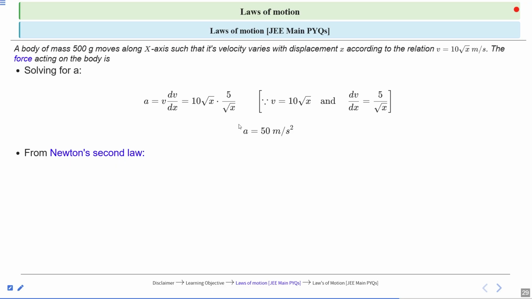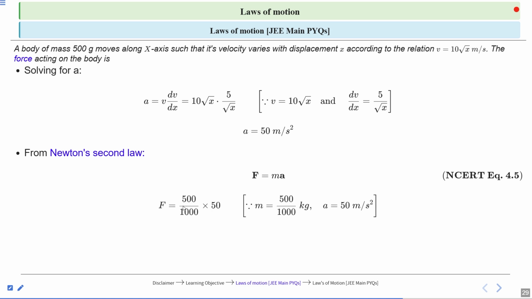From Newton's second law, we know that force is equal to mass into acceleration. So force is equal to mass, 500 divided by 1000 kg, into acceleration, which we already calculated, that is 50 meter per second square. So just substitute the values of mass and acceleration in the formula of Newton's second law. Solving this, F will be 25 Newton. So 5 and the 20 and 20 cancel out, and 10 and 10 cancel out. The remaining term is 5 into 5. So it will be 25 Newton.